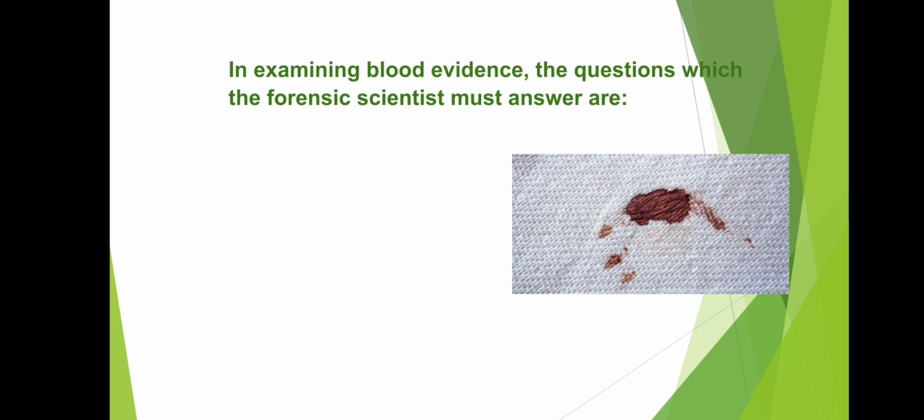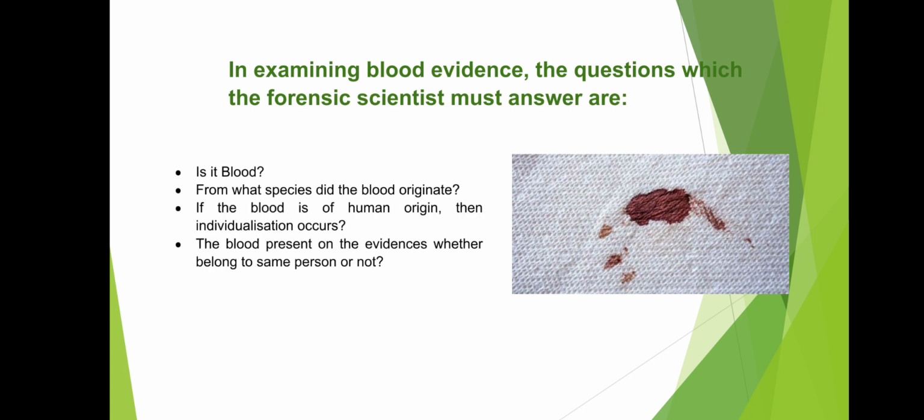In examining blood evidence, the questions which the forensic scientist must answer are: is it blood? From what species did the blood originate? If the blood is of human origin, then individualization occurs. Does the blood present on the evidences belong to the same person or not?